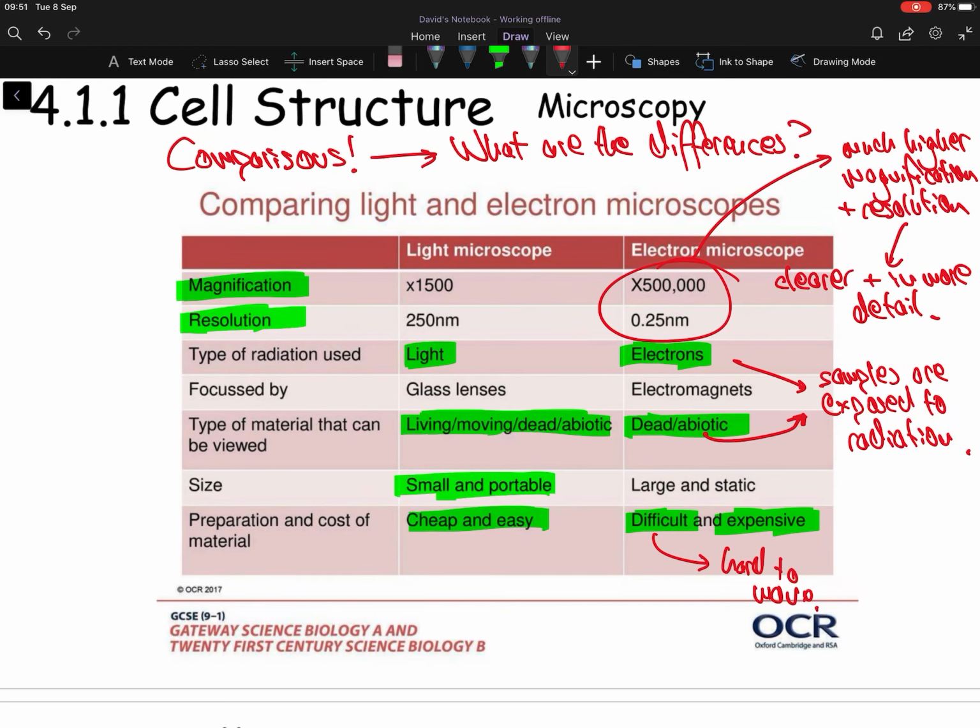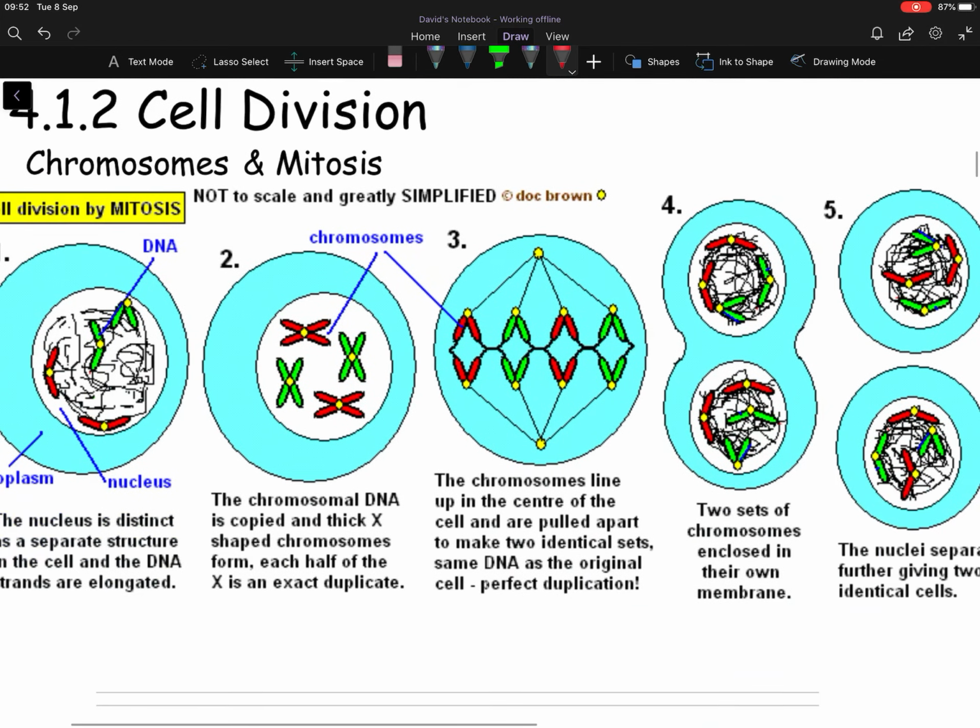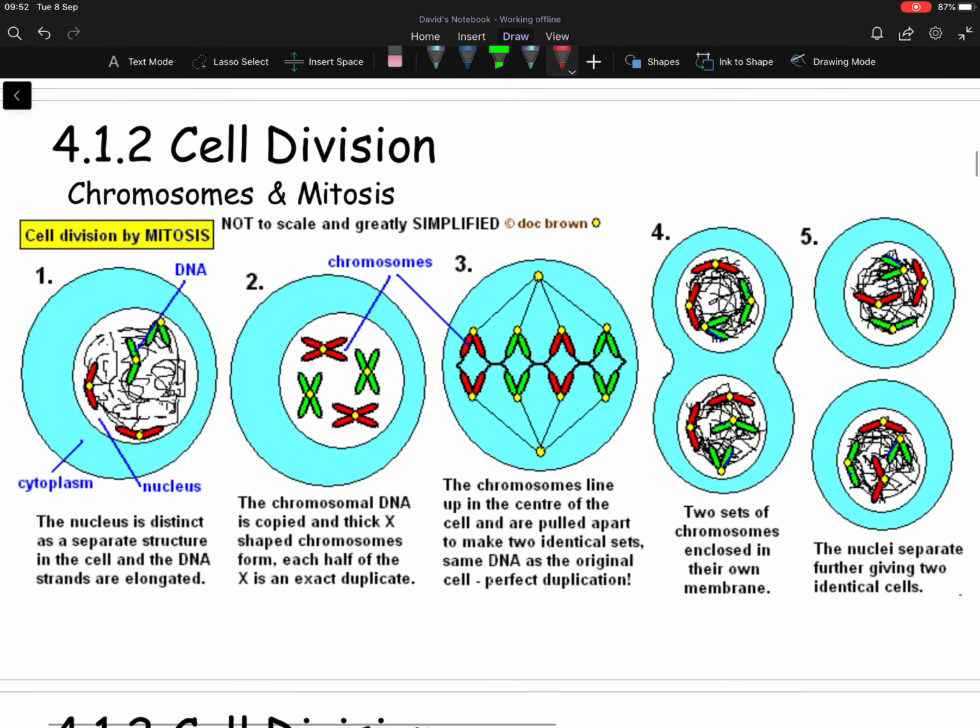Good, right, let's have a look at the next bit. So the next area to be having a look at, and remind yourself about, is cell division. So cells dividing to produce new ones.